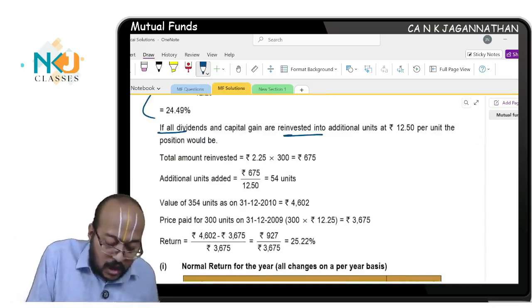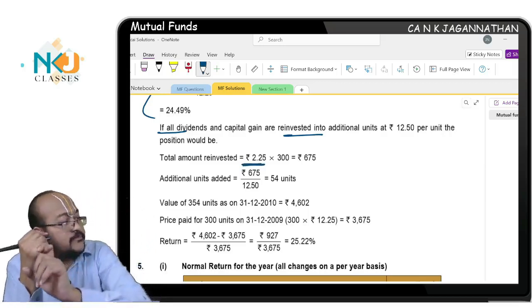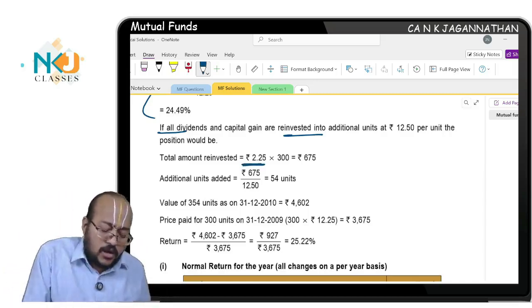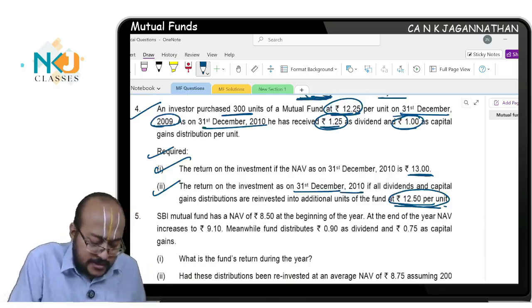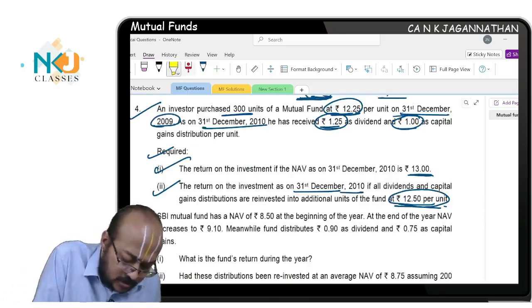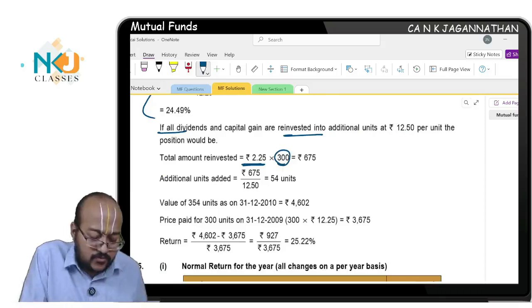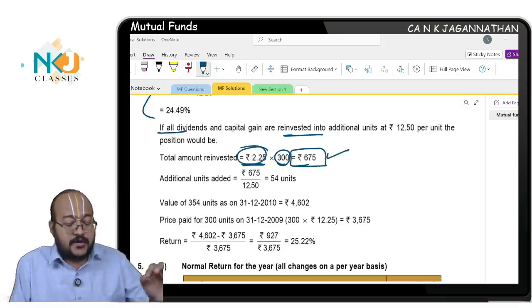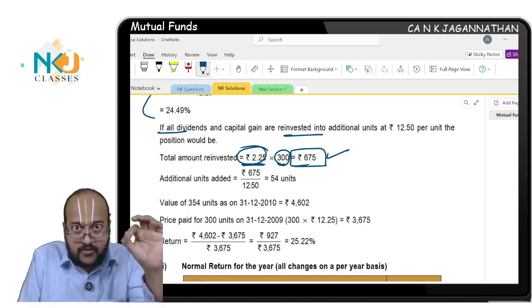You tell me how much is the amount reinvested? 2.25. 1.25 is the income, 1 rupee is the capital gain, 2.25. Now, into 300. Why 300? See, for 300 existing units, you had invested how much? 300 units. For these 300 units, you will receive 2.25 per unit. Now, total amount of cash, how much you will receive? 675. Out of this 675, I need to reinvest, that is clear.